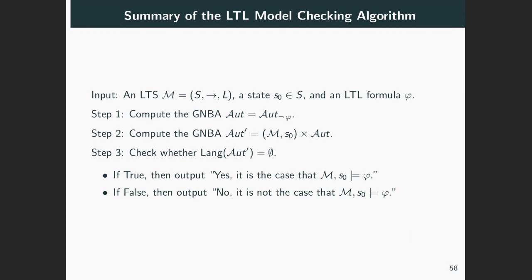In step 1, we compute the automaton A of the negation of phi. In step 2, we take the product between M S0 and A, obtaining another automaton, say A prime. In step 3, we check if the language of A prime is empty.